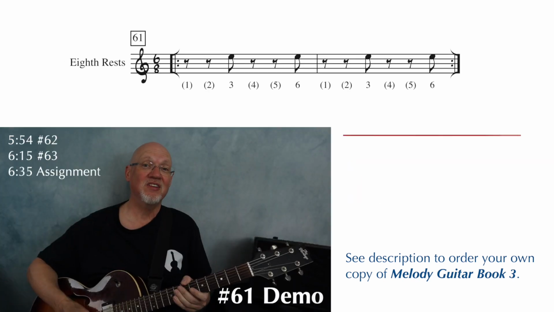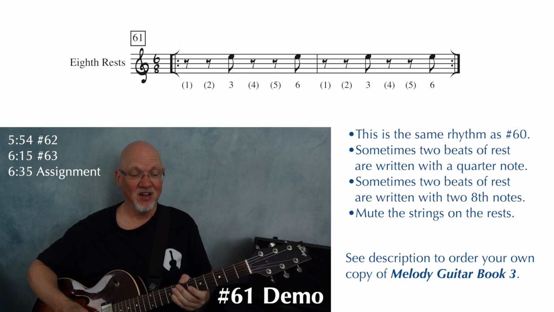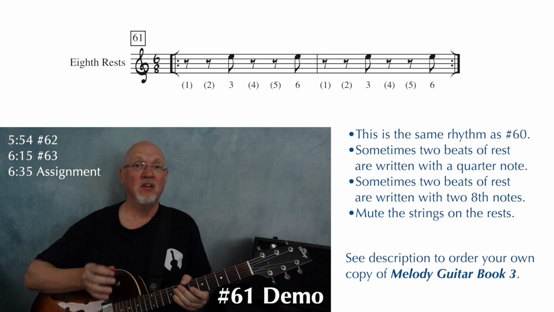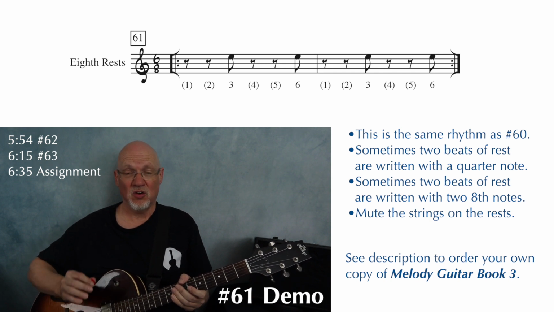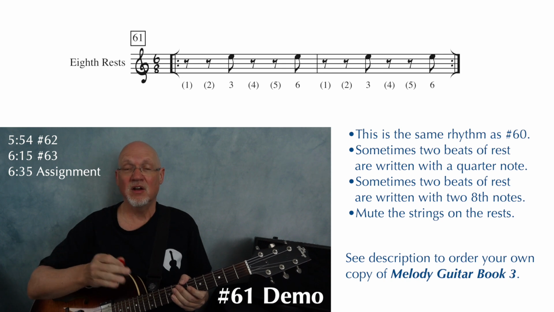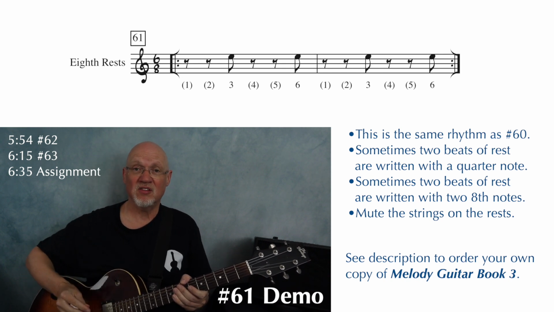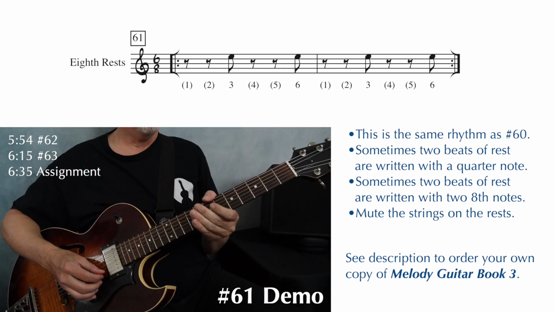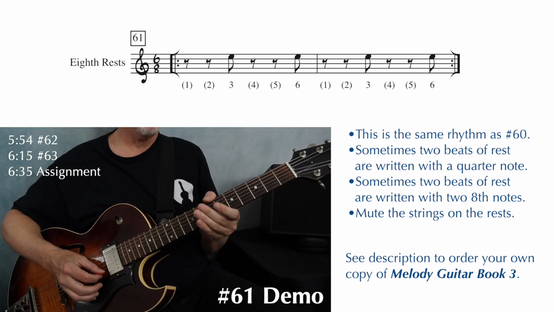Number 61 is going to sound a whole lot like number 60. All we've done is taken that quarter rest, divided it into 2 eighth note rests. So in these types of time signatures, sometimes you'll see quarter rest and then an eighth note. Sometimes you'll see 2 eighth note rests and an eighth note, but they're counted the same. That will be 1, 2, 3, 4, 5, 6.